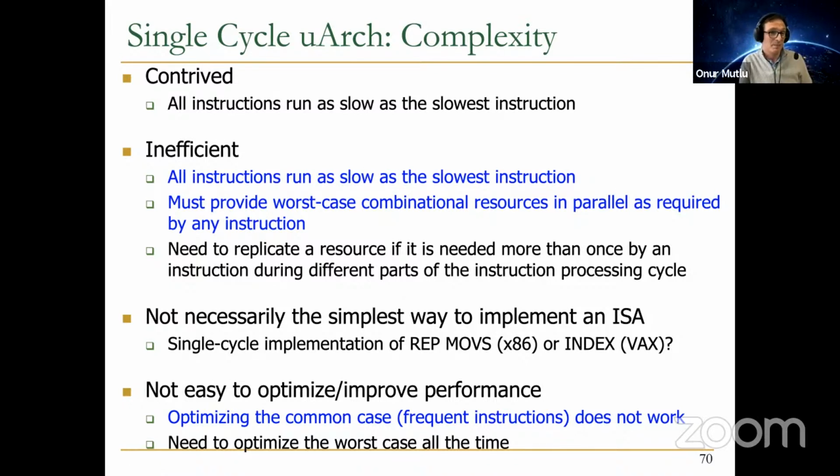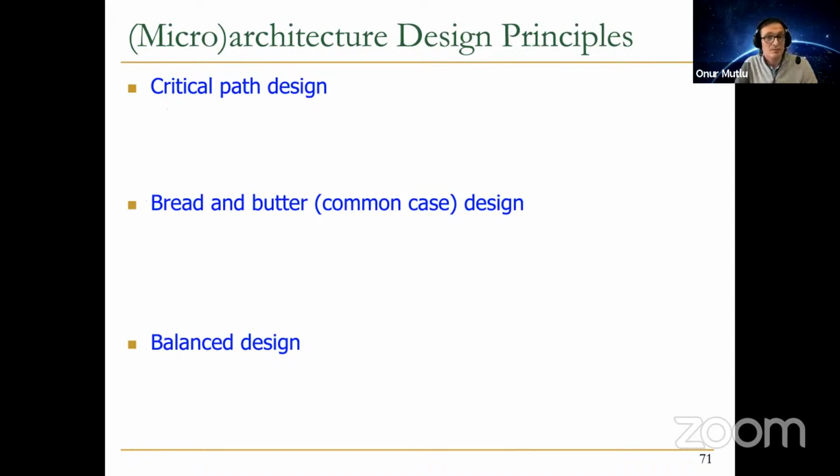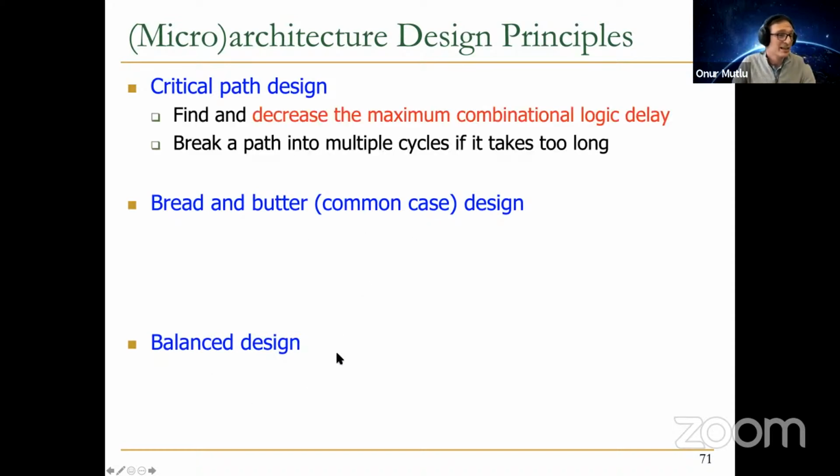This is not easy. So basically, the single-cycle microarchitecture actually violates key microarchitecture design principles. We've already seen this very briefly, but these are critical path design, bread and butter, or common case design, and balanced design. Now let's take a look at what these are. Critical path design says find and decrease the maximum combinational logic delay. Break a combinational path into multiple cycles if it takes too long. And we cannot do that because we have only a single cycle. So we violate this principle.